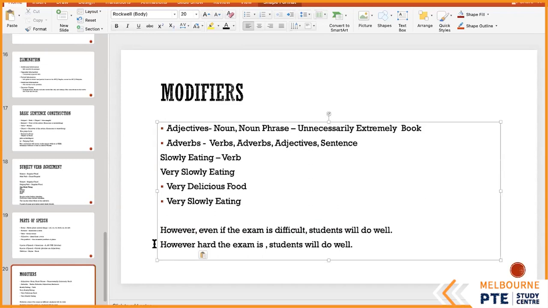But I know that "however" is an adverb. It's a modifier, so it's modifying something. So what is it modifying? Adjective. Which one? Which is the adjective? Hard. Why is "hard" an adjective? Because it describes "exam." Exam is a noun. Wait, how do I know "exam" is a noun?